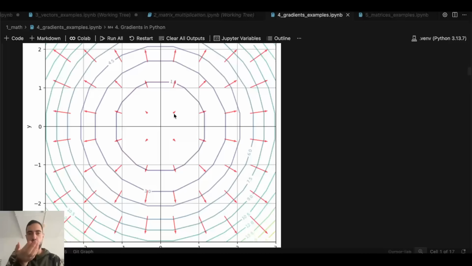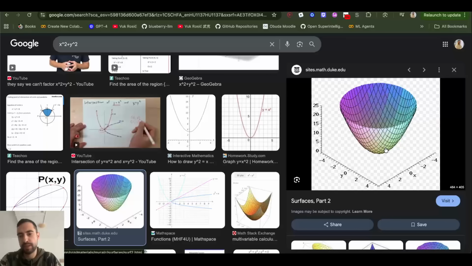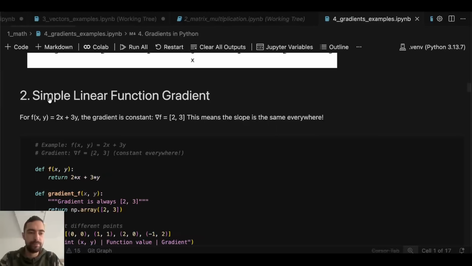This is why it's called gradient descent in neural networks. You want to go opposite of the gradient. Because gradient shows steepest ascent, you want to go down the loss function. This is what x squared plus y squared looks like. It's like a ball.